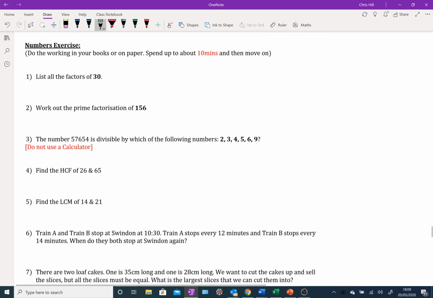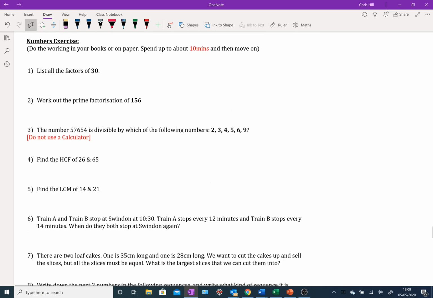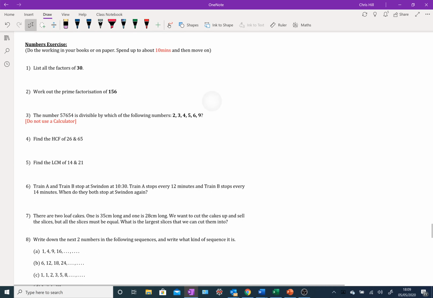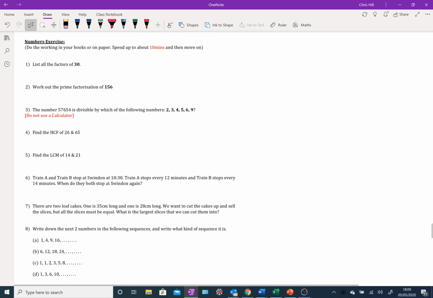Okay, so last exercise, we're doing a numbers exercise. There are 8 questions here. Again, I'm shrinking it down, but it's available on OneNote. If you can't see it properly, go to OneNote, pause now. I will continue in a second.